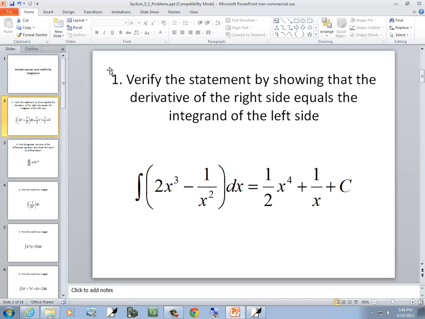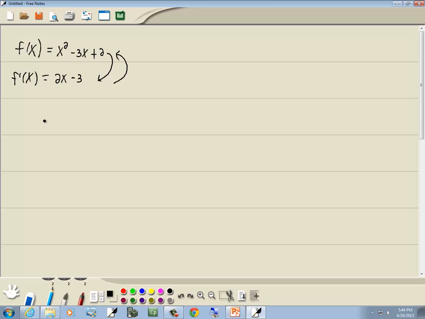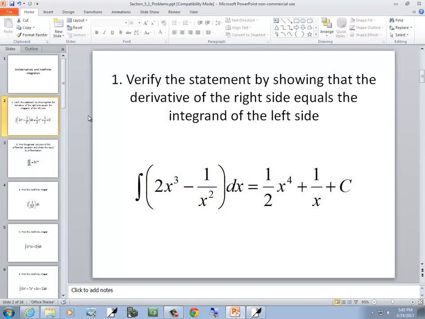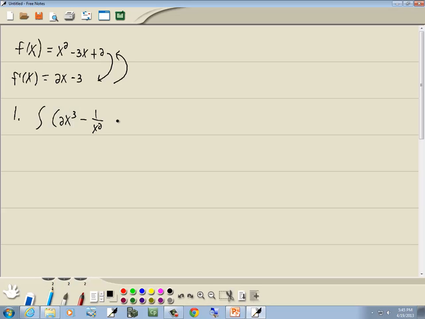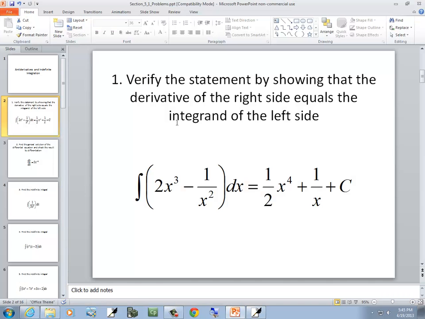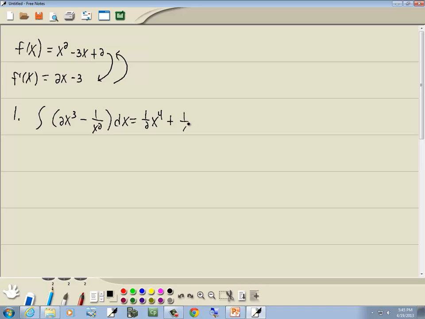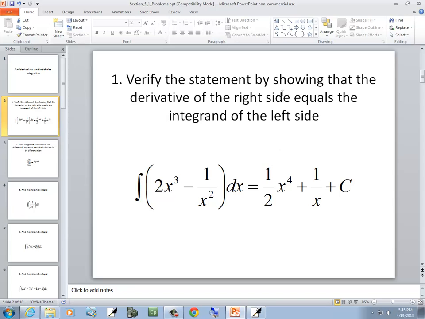We're going to actually put a plus c on there, where the c represents a constant. Now our first problem here says verify the statement by showing that the derivative of the right side equals the integrand of the left side. So we got the integral of 2x to the third minus 1 over x squared dx is equal to 1/2 x to the fourth plus 1 over x plus c, which is our constant. So we want to take the derivative of the right side and show that that equals the left side.